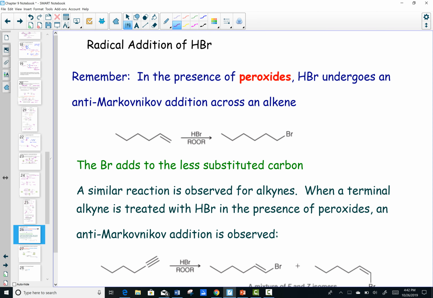There was an exception in Chapter 8, very specific to peroxides and HBr for our alkene chemistry. And it comes up again in Chapter 9 with our alkyne chemistry. In the presence of peroxides, HBr specific, it only works for HBr, not any other halogen. We add that halogen as an anti-Markovnikov addition in the presence of peroxide.